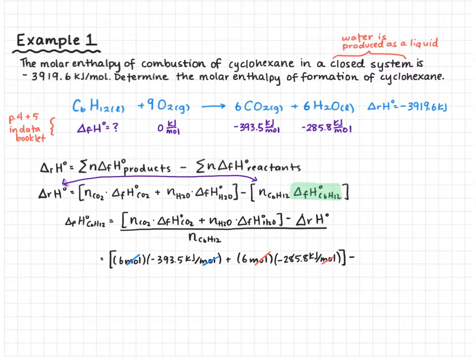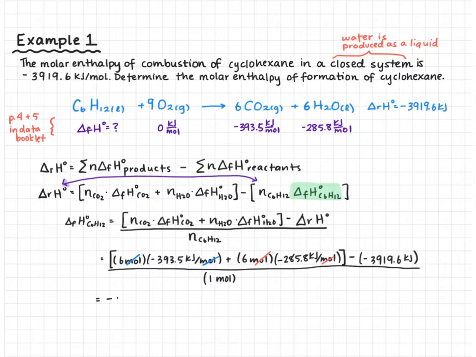And then we will subtract our reaction enthalpy, which is negative 3,919.6 kilojoules. And then we're going to divide the entire thing by the coefficient for cyclohexane, which in this case is 1 mole. So it's good practice, even though it's just the number 1, to do that, in case you do end up with a coefficient of more than 1. And we get negative 156.2 kilojoules per mole of cyclohexane as our molar enthalpy of formation.